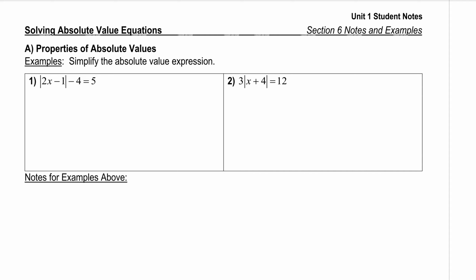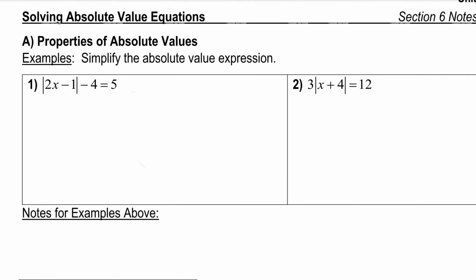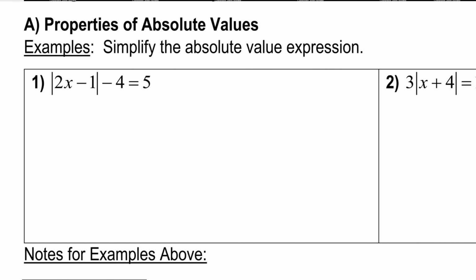Today we're going to do section 6, unit 1, solving absolute value equations. So hopefully this will be mostly review. You did this in Algebra 1. We're just going to kind of recap and maybe add some new things today. So let's look at the first section, properties of absolute values. All we've got to do is simplify the expression.